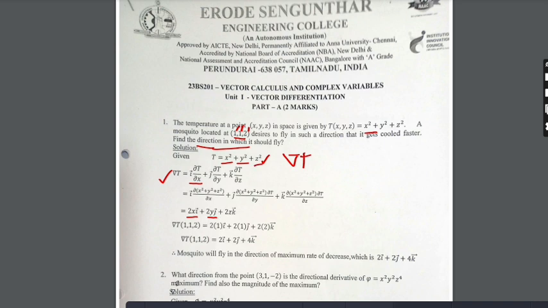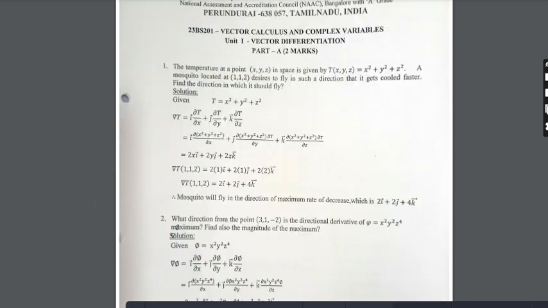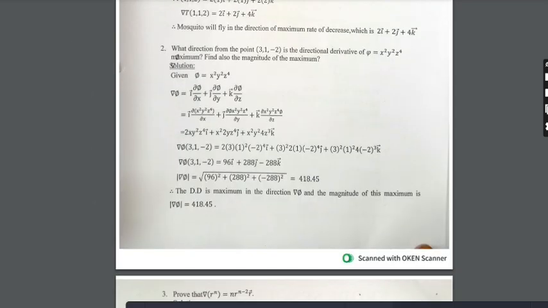Now they have given the point as 1, 1, 2. I am going to substitute instead of x, y, z. x takes the value as 1, y takes the value as 1 and z takes the value as 2. So that I get 2i vector plus 2j vector plus 2 times 2 is 4k vector. So the mosquito will fly in the direction of maximum rate of decrease, which is 2i vector plus 2j vector plus 4k vector.